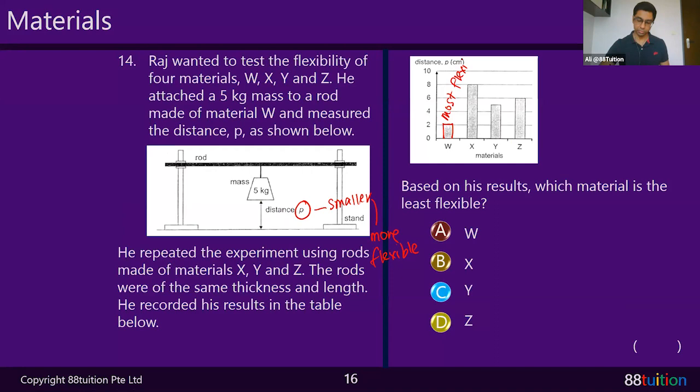Based on his result, which material is the least flexible? The opposite, the one which is the most distant. That means it's very high up, it cannot bend, so it's the least flexible. So you cannot just look at the graph and say, oh, X is the most flexible. No, it's the opposite, because you're going to find this distance P, and see what they are referring to. The answer is X.